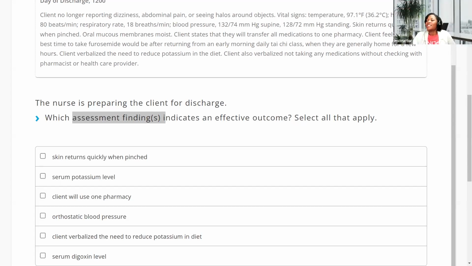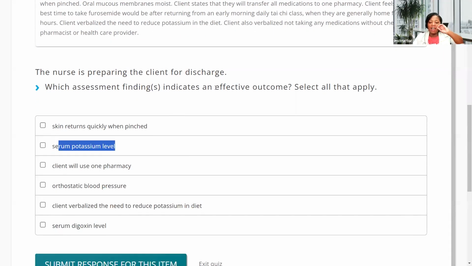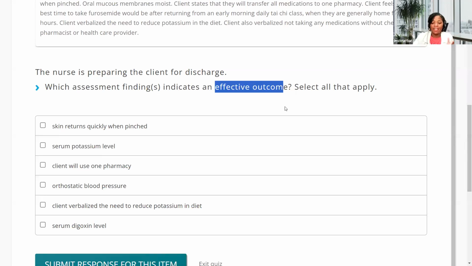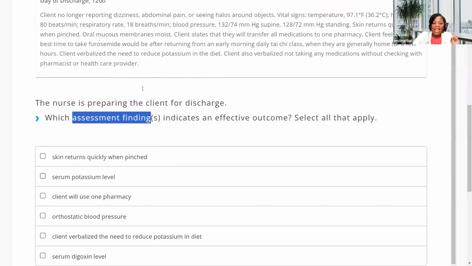Okay. So this was a little tricky because if we were simply basing it off of the level itself, then we would not be choosing these levels as a finding that shows an effective outcome. But they wanted you to take the patient's assessment finding above and interpret it. That's what they want you to do.